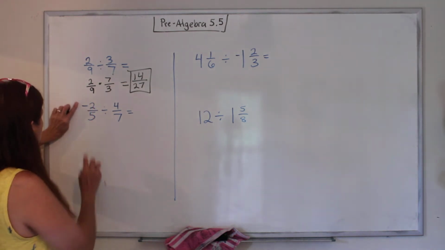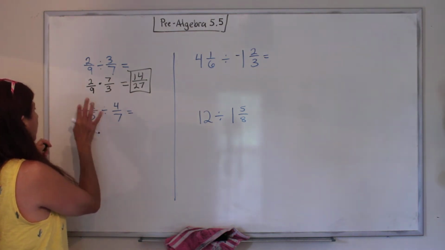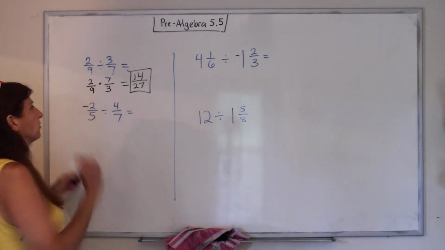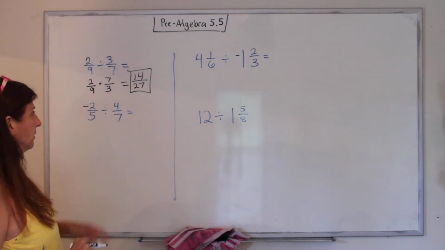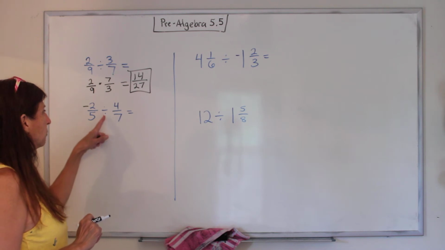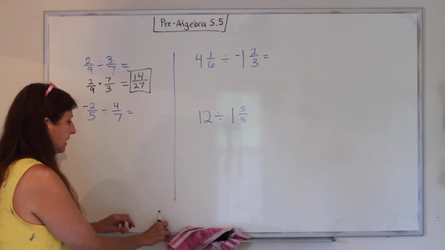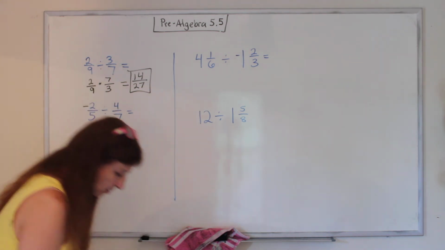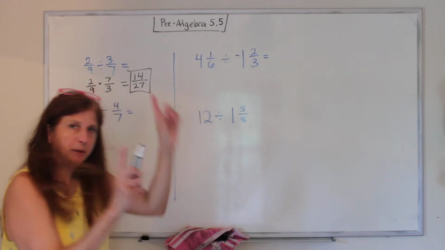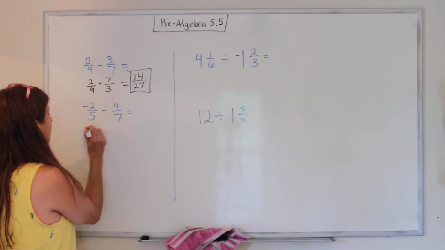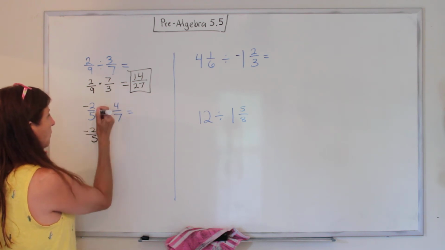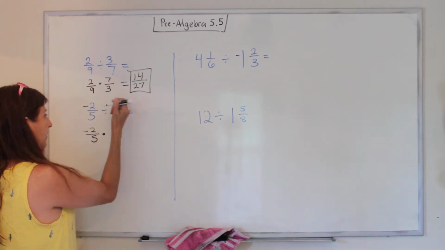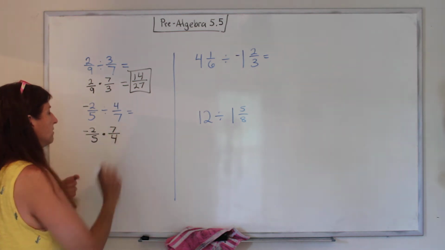-2/5. Now, sometimes the negative is written out here. I think it works better to always just go ahead and assign it to the numerator. Give that negative to the numerator. So what do I do? I see that it is divide, so I clap my hands to remind myself that I'm going to flip it. Flip it. I write the first one down. I write times, and then I flip it. 7 goes up, 4 goes down.